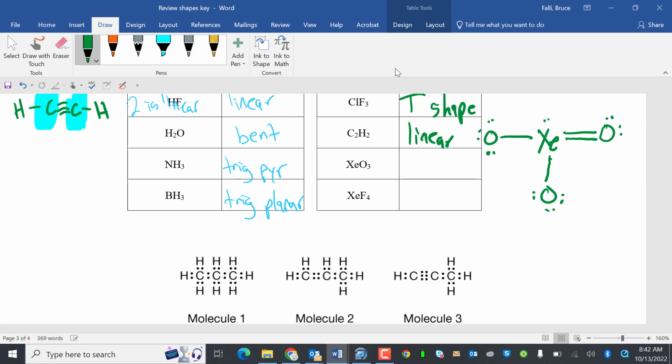increase resonance. Remember, resonance makes you more stable. So here I now have 1, 2, the double bond counts as a single area, 3, 4. So I have 4 regions, and 4 regions is tetrahedral. And XeF4, to be honest with you, I've done that one a bunch. It is square planar. And square planar is 2 pairs, 4 bonds.